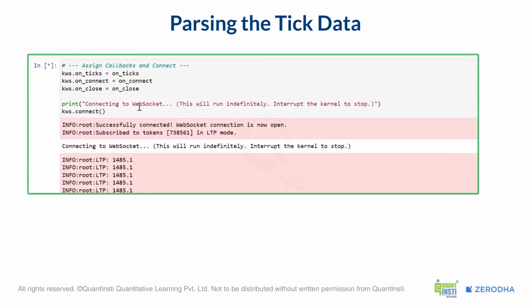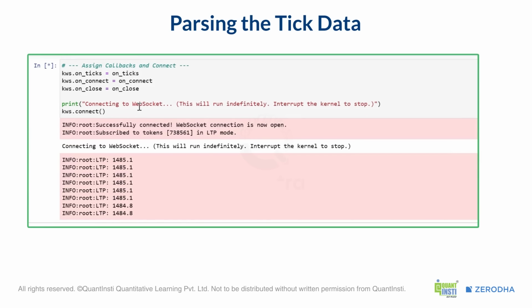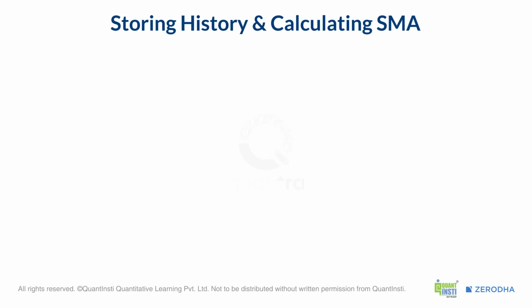Let's run this. See? Much cleaner. We are now successfully parsing the raw data and isolating just the price. Let's calculate our moving average.